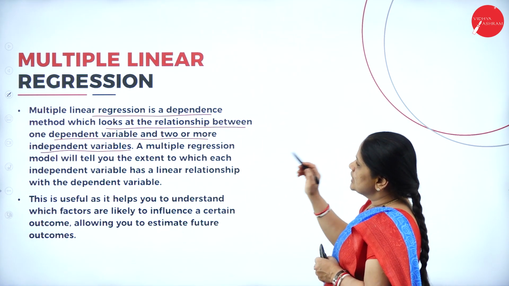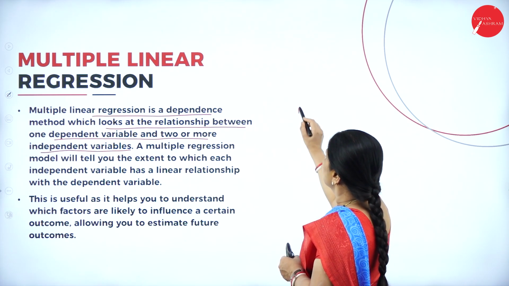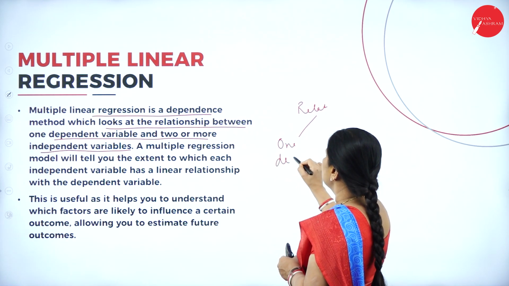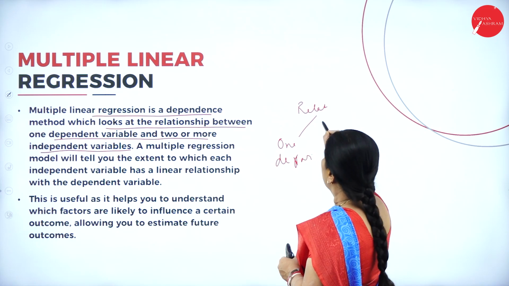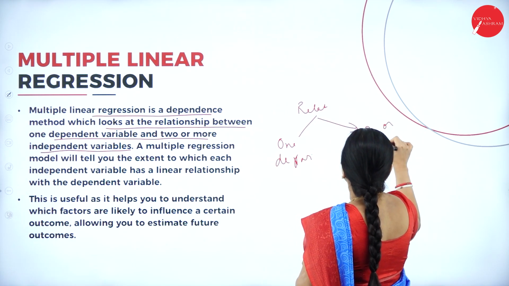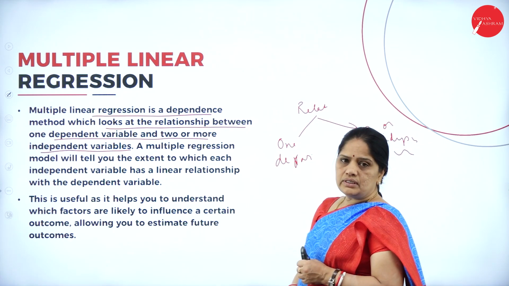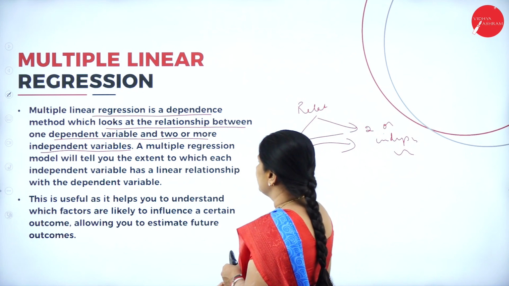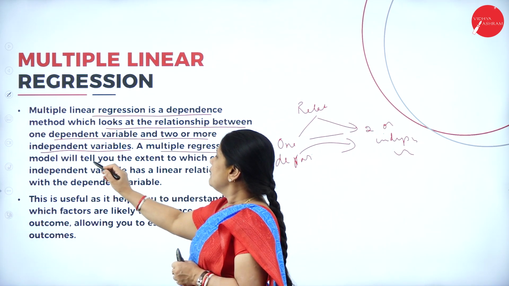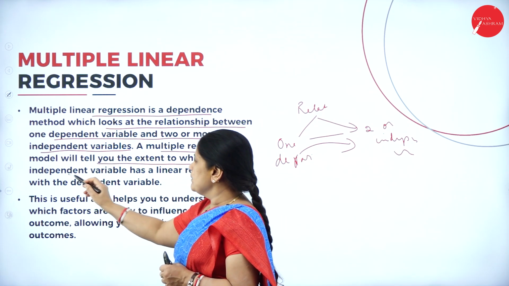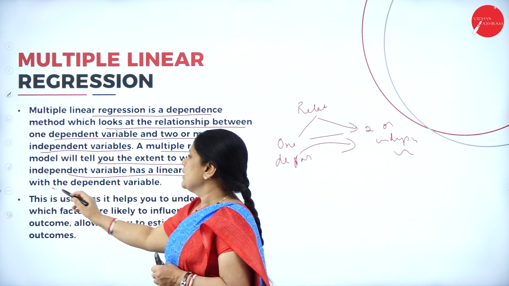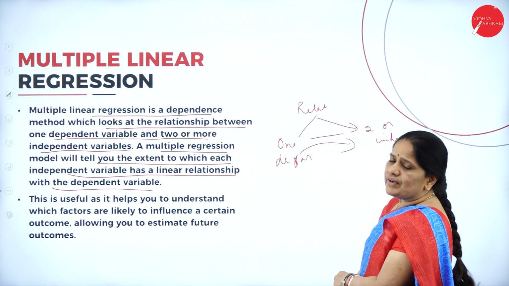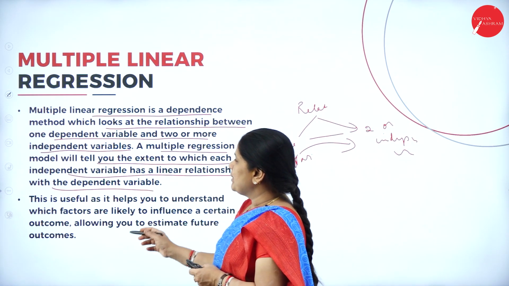So, multiple linear regression is a dependence method which looks at the relationship between one dependent variable and two or more independent variables. A multiple regression model will tell you the extent to which each independent variable has a linear relationship with the dependent variable.